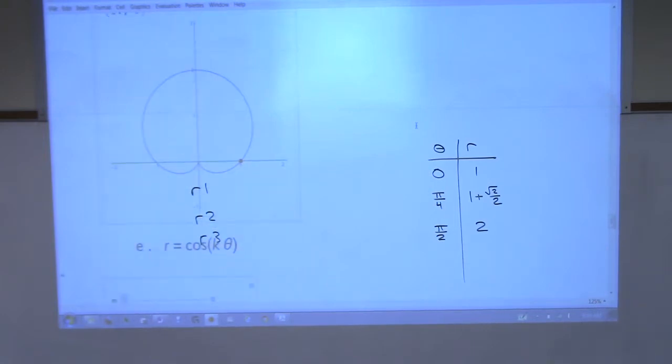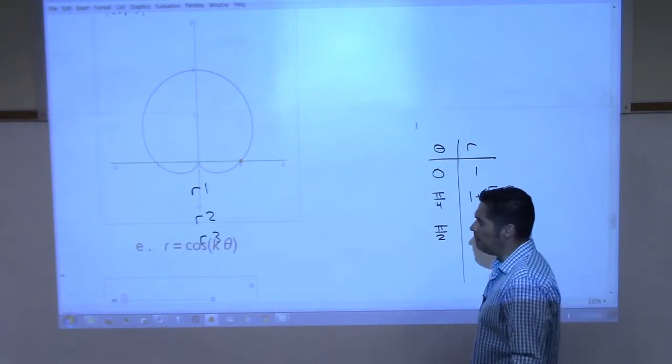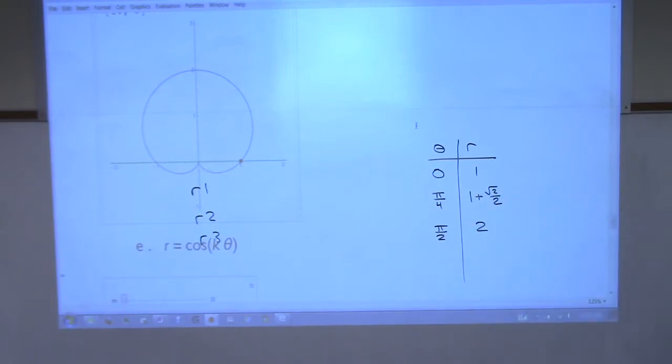So that's the graph of this, all right? Now it is a heart if you flip it over, I guess, or a butt. It's kind of weird. They call it a cardioid, or a buttocks.